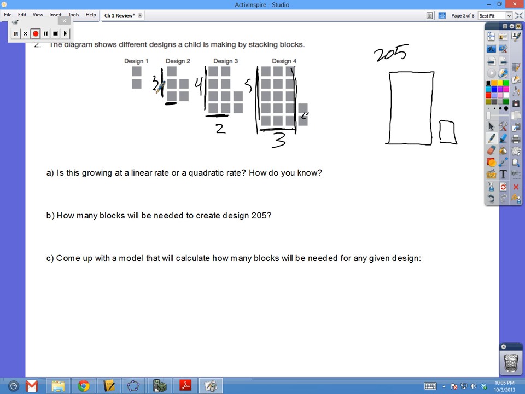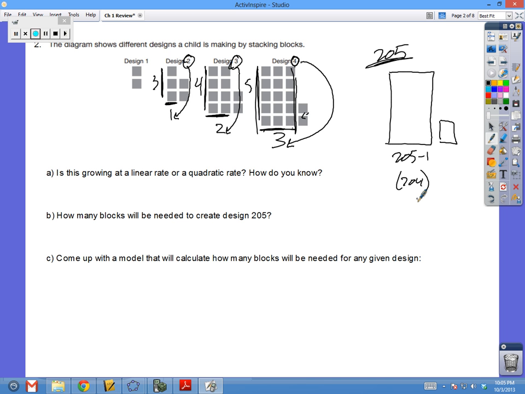So how wide is design 205 going to be, and how tall is it? So I'm looking at design 4, and I notice a 3. Design 3, I notice it's only 2. Design 2, I notice it's only 1. So there's a pattern. The width is always 1 less than the design. So I know on design 205 it's going to be 205 minus 1. So it's going to be 204.